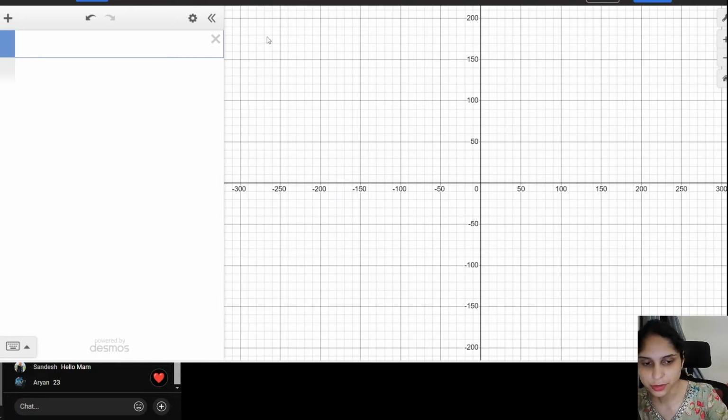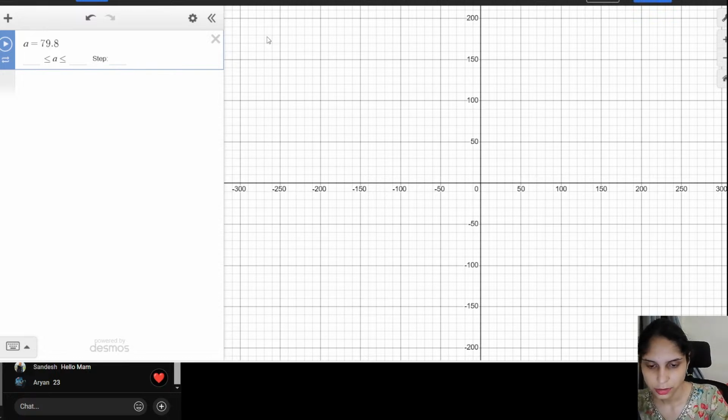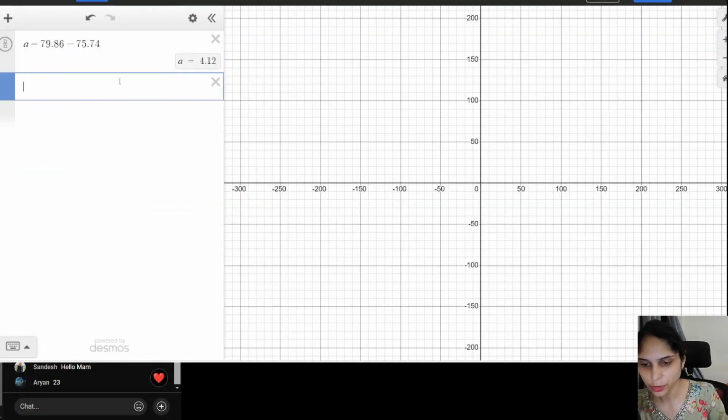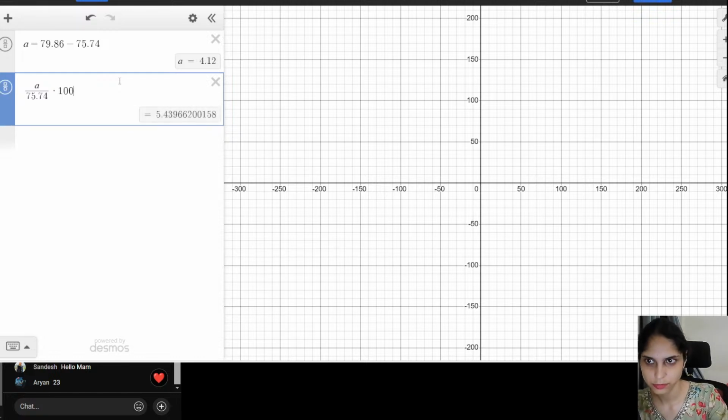Also, there's another way you can solve. We can do A is equal to 79.86 minus 75.74. You've got 4.12. Now you can do A divided by, because this is your change. You will get 5.4.